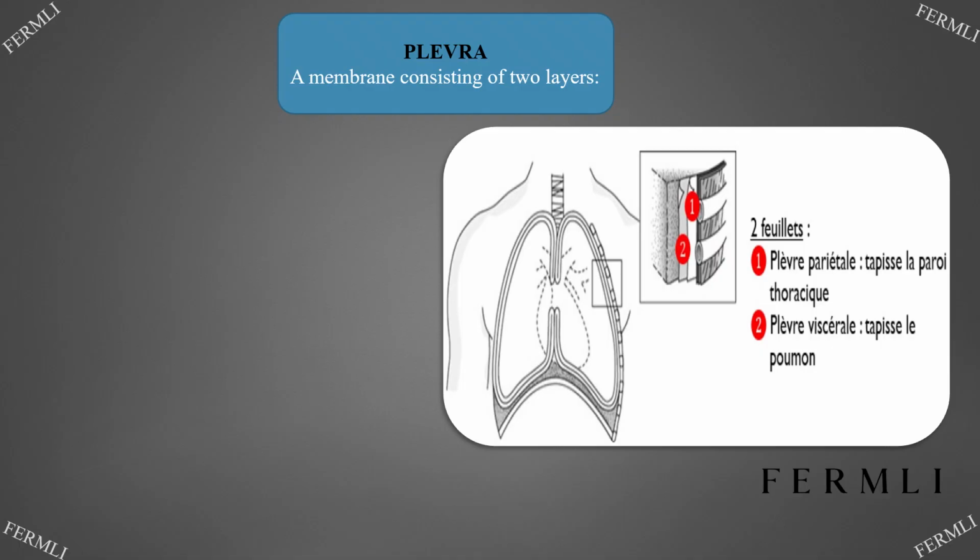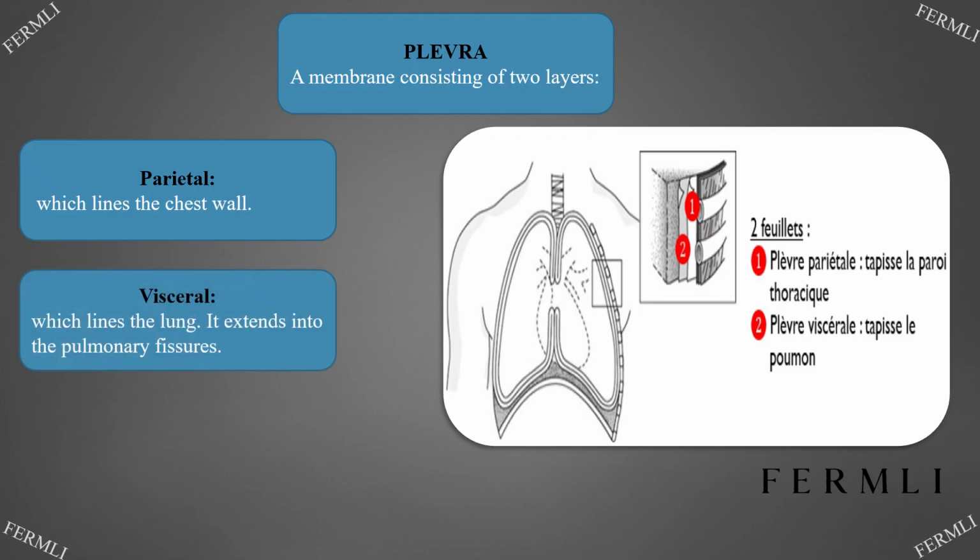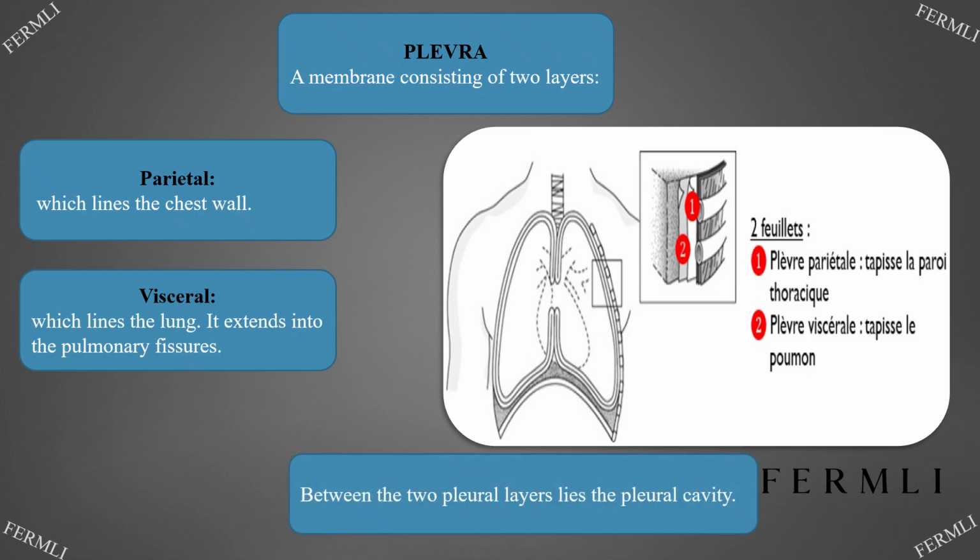Pleura, a membrane consisting of two layers. Parietal, which lines the chest wall. Visceral, which lines the lung. It extends into the pulmonary fissures. Between the two pleural layers lies the pleural cavity.